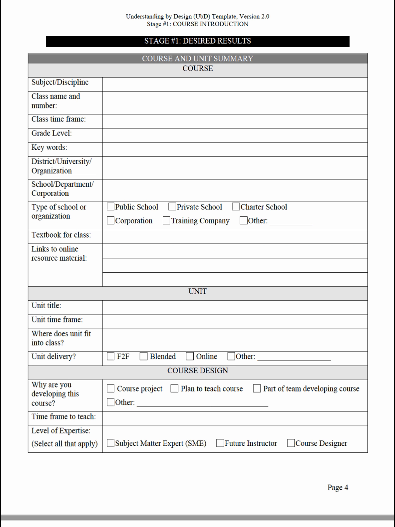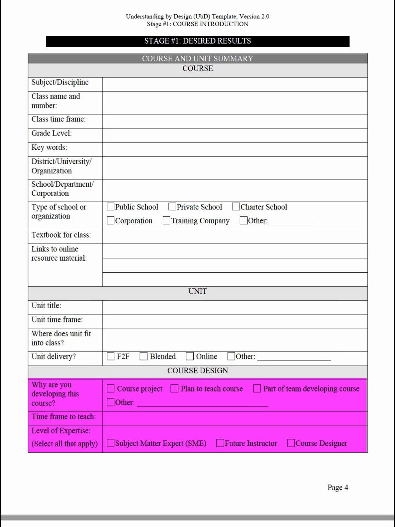Additionally, the unit itself covered by the UbD will need to be named, a time frame given, how it fits into the overall course, and the method used to deliver this unit must be listed. The course design includes information as to why you are developing this course and the time frame to teach it. Don't forget to include your level of expertise.